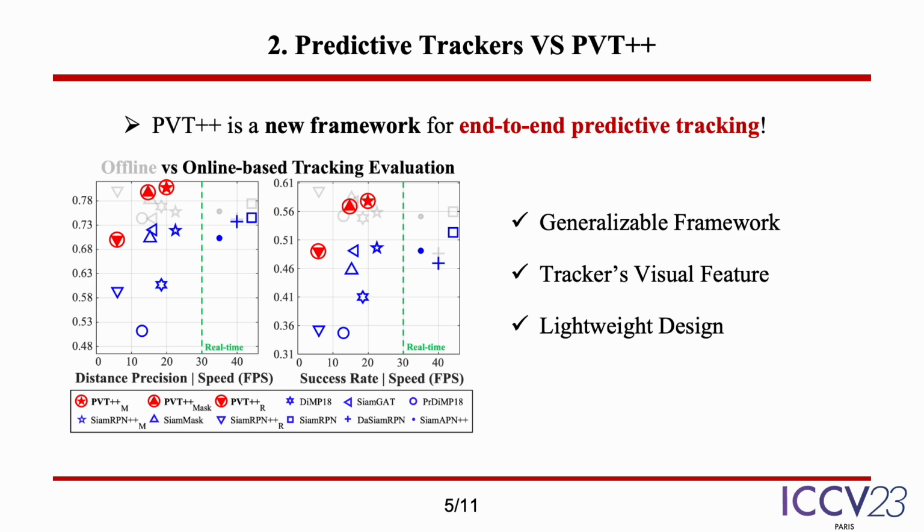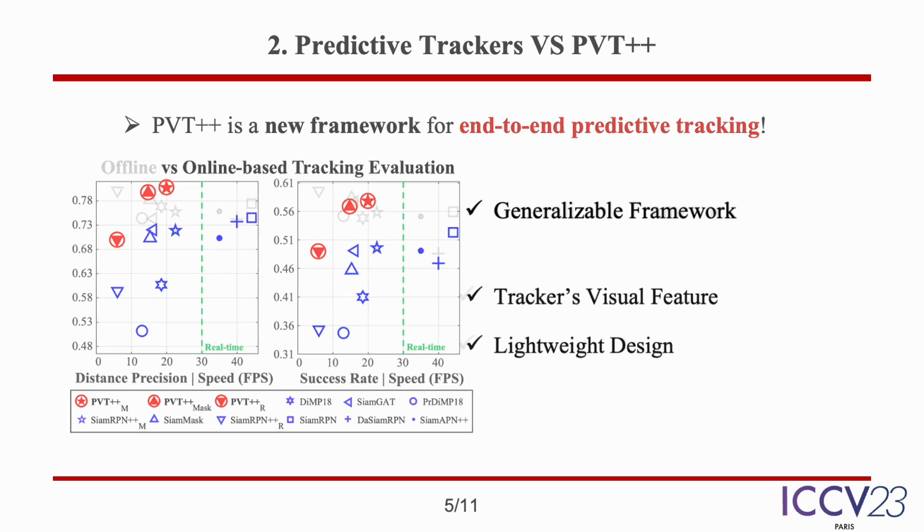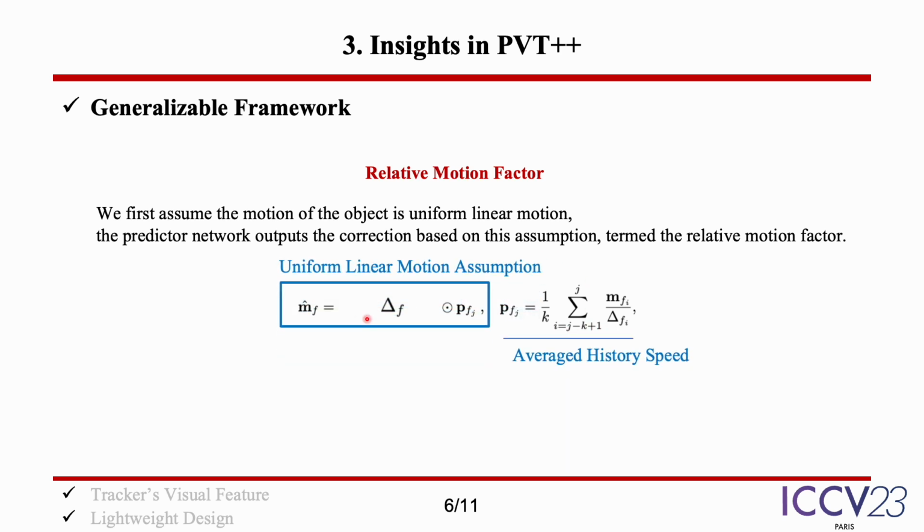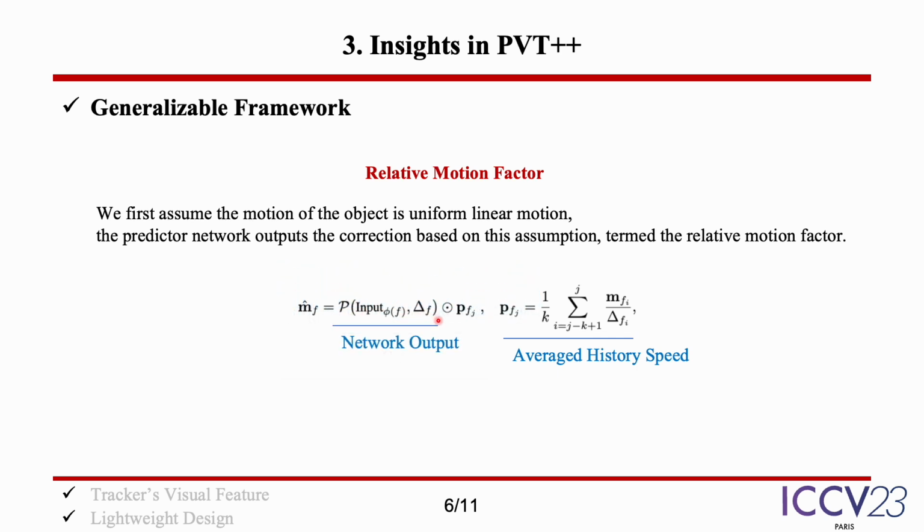We next introduce 3 insights in PVT++. To enable a generalizable framework, we present relative motion factor as training objective. To be specific, we first calculate the averaged history motion speed as PF and assume the object is undergoing uniform linear motion. Then, we use the predictor network to estimate the correction on this uniform motion assumption as the final prediction, which we named the relative motion factor. Since relative motion is usually independent of the absolute motion, such a design can avoid overfitting to the training setting and generalize to unseen, complex motions.